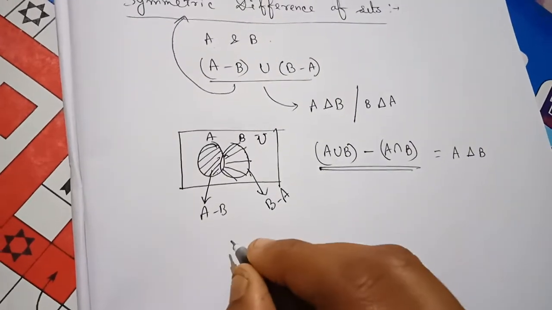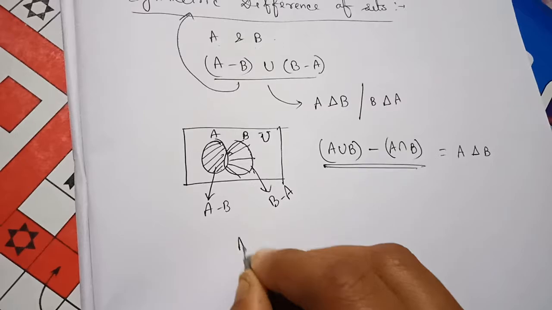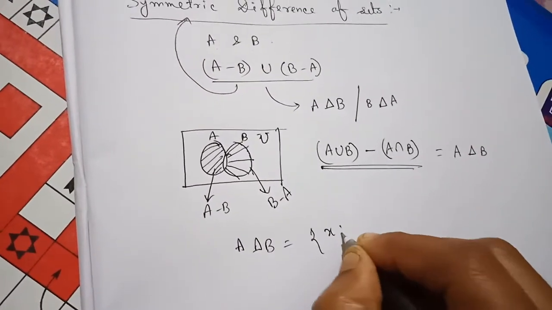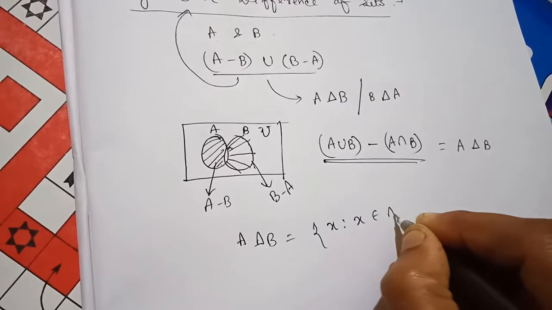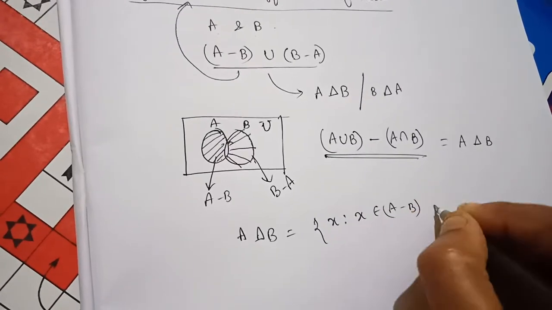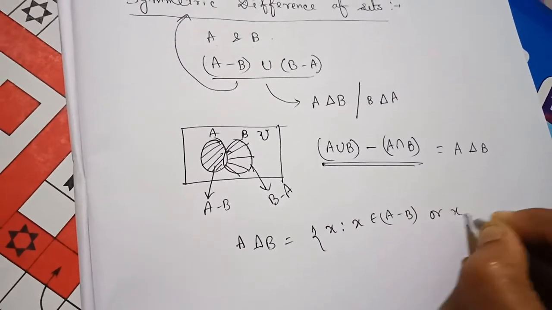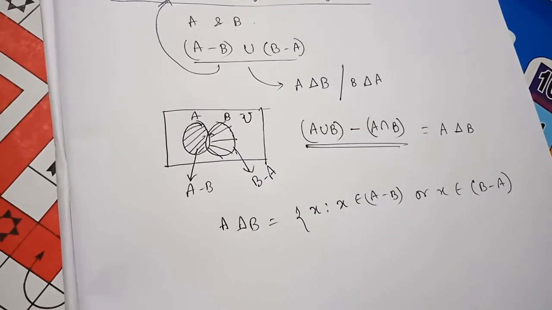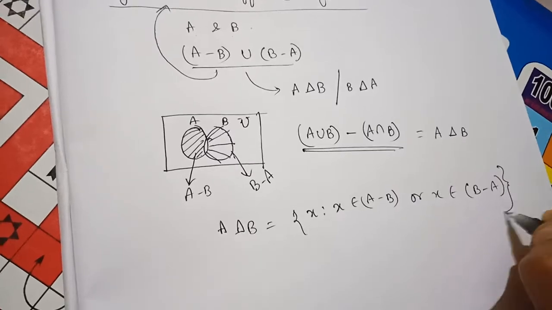Now symbolically you can say that A delta B equals the set of X such that X belongs to A minus B or X belongs to B minus A.